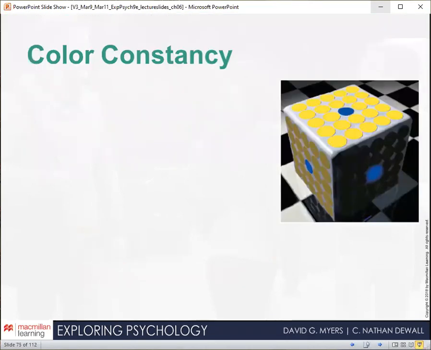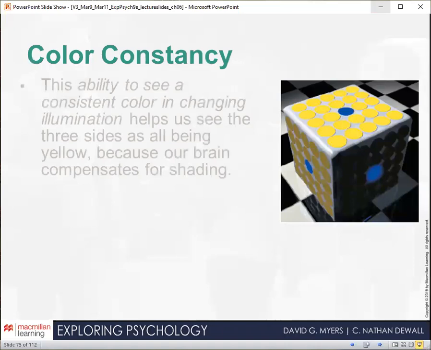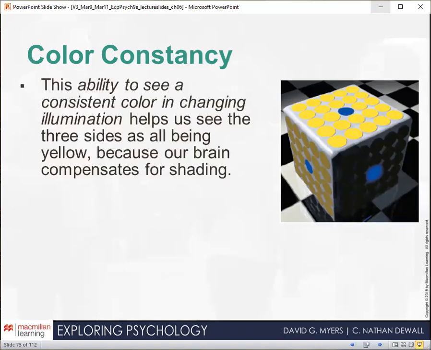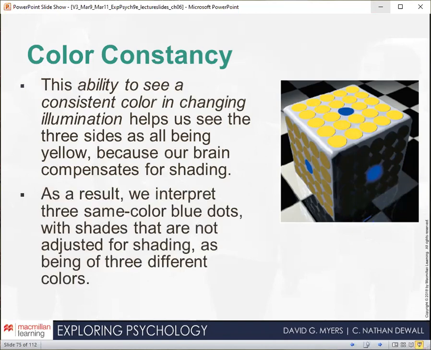So here is an example of color constancy. This ability to see a consistent color under changing illumination, that's lighting, helps us to see the three sides as all being yellow because our brain compensates for the shading. As a result, we interpret three same-color blue dots with shades that are not adjusted for shading as being of three different colors. But as we will see, that is not the case.